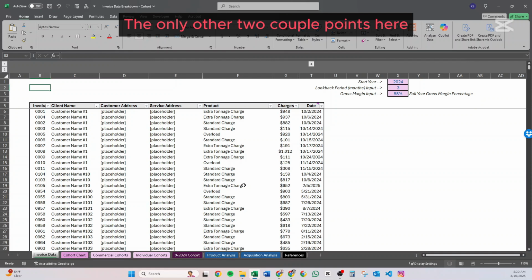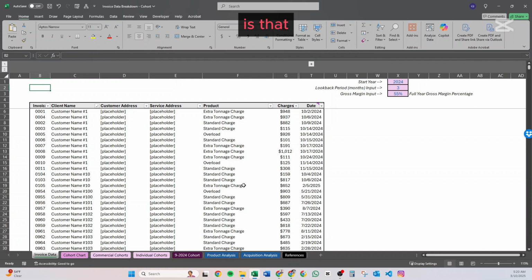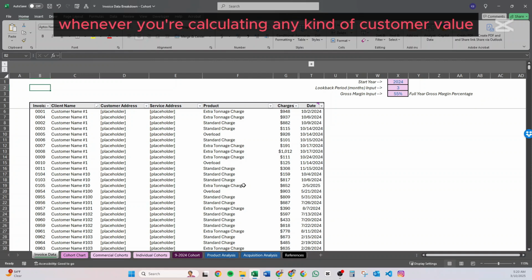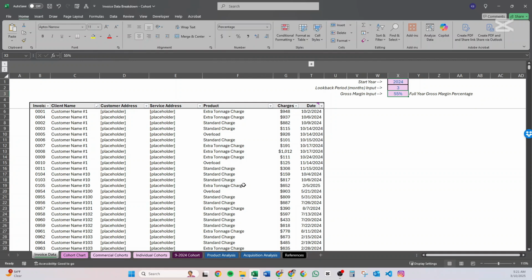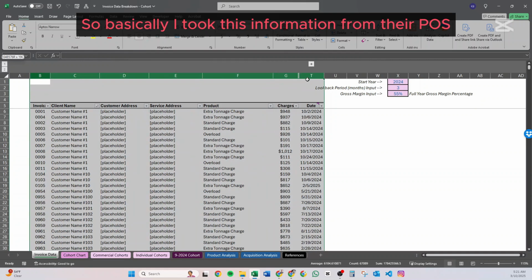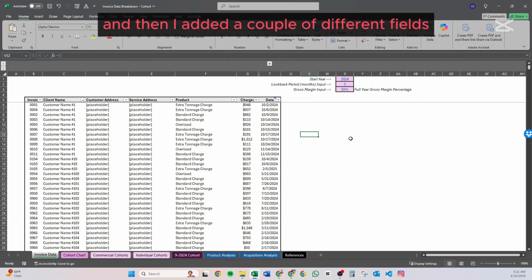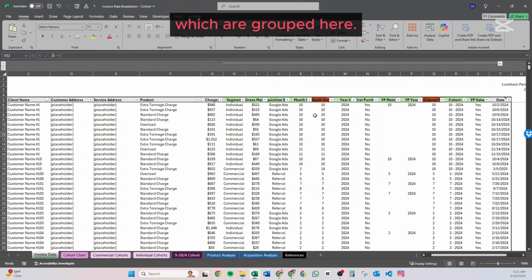The only other couple points here is that whenever you're calculating any kind of customer value, like customer lifetime value, you want to use a gross margin as an input in that calculation. So in this particular case, I'm saying that number is 55%. Basically I took this information from their POS and then I added a couple of different fields, which are grouped here.